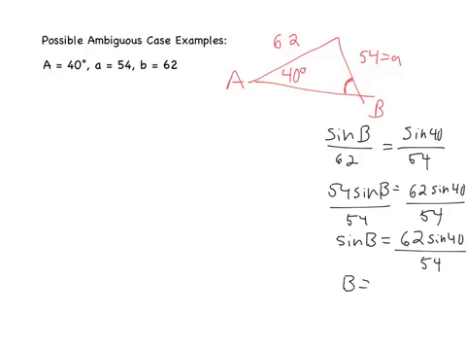And angle B is again going to be the inverse sine of all that stuff. So inverse sine of 62 times the sine of 40, close that angle, parentheses up, divided by 54. Make sure you're typing that in carefully. Angle B should be 47.6 degrees. Okay, so that's possibility one.